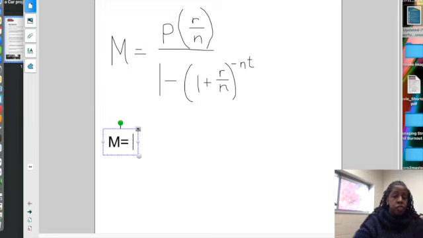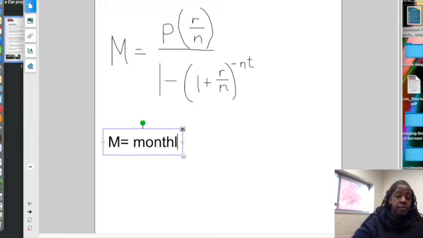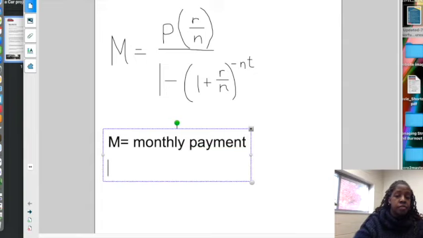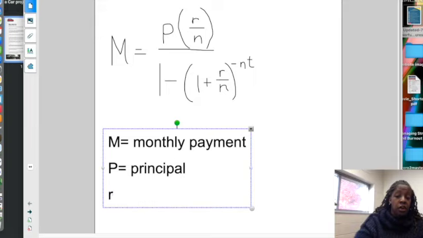The M stands for the monthly payment. That's what you're looking for. That's what you're trying to figure out. The P stands for the principal. How much does the car cost? The R stands for the rate as a decimal.